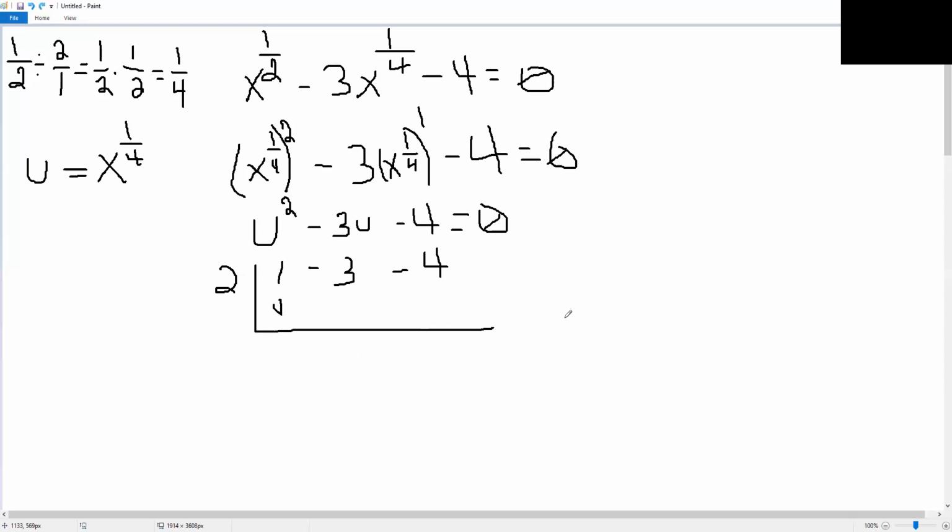Let's try negative 2. Okay, negative 2. Drop down our 1. Negative 2 times that is negative 2. And that gives us negative 5. Oh, nope, that ain't gonna work either.